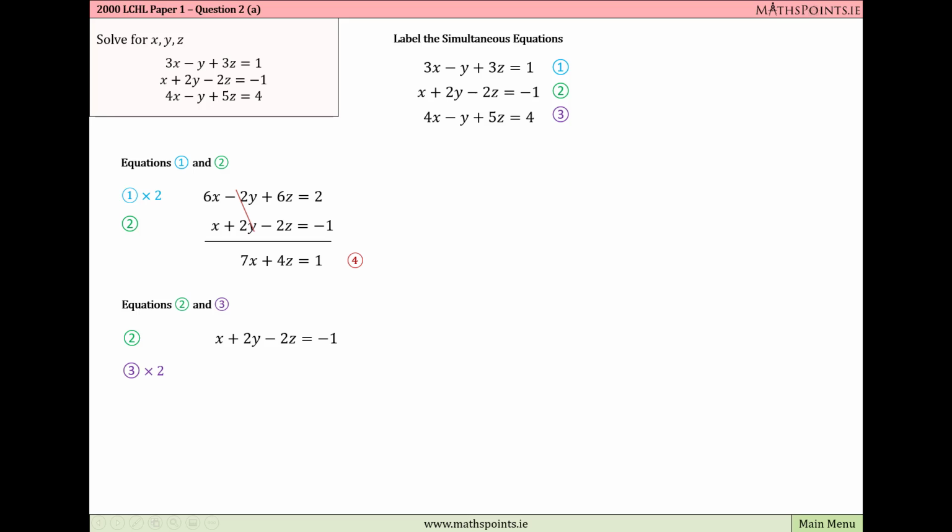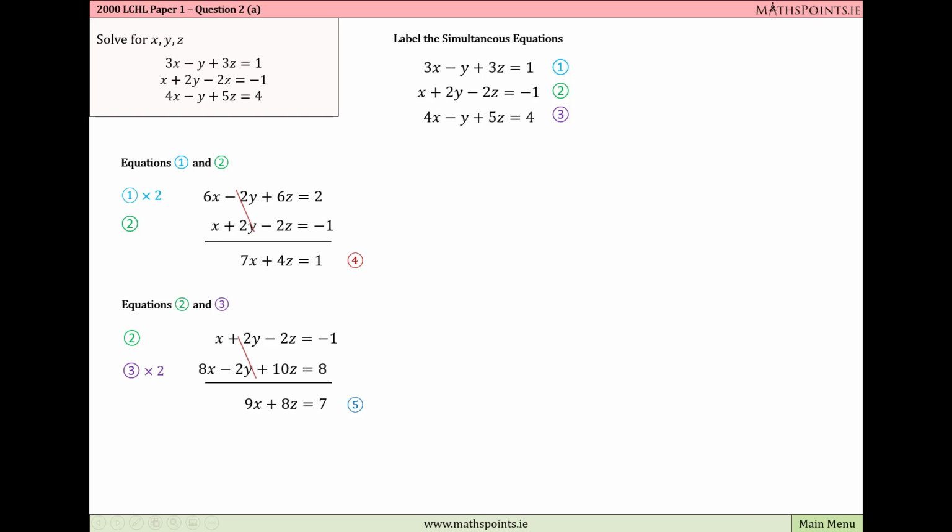So 4x by 2 is 8x, minus y by 2 is -2y, 5z by 2 is 10z, and 4 by 2 is 8. I draw a line underneath, I cancel the y's, and I add down the rest. x plus 8x is 9x, minus 2z plus 10z is 8z, and minus 1 plus 8 is 7. And so I have another equation that has x's and z's, and I'm going to call this equation 5.